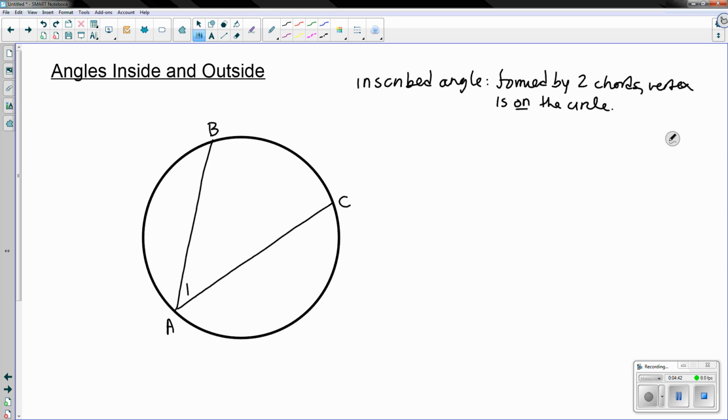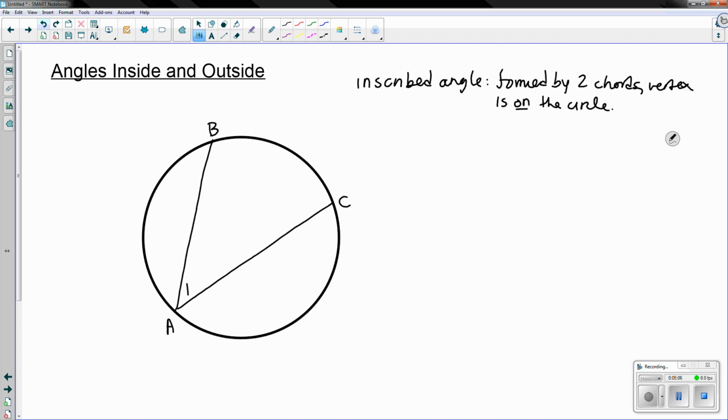Why is that important? Because I could introduce another chord, and you could say, here's an angle formed in here by two chords, so is that inscribed? The answer is no, because this vertex point does not fall on the circle. The vertex has to be on the circle, and the inscribed angle must be formed by two chords.